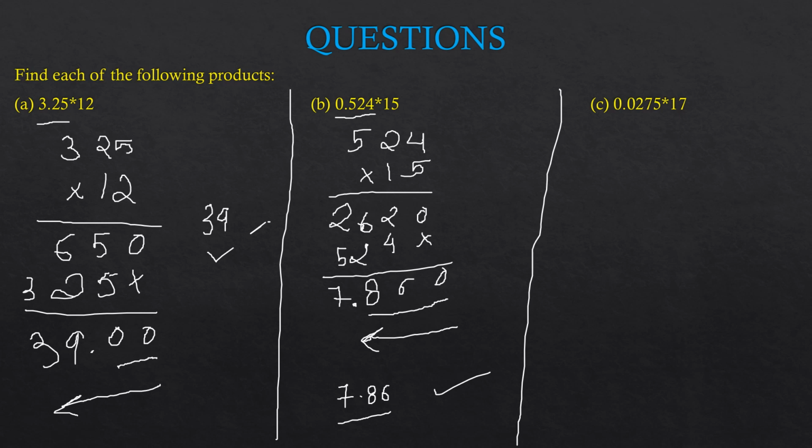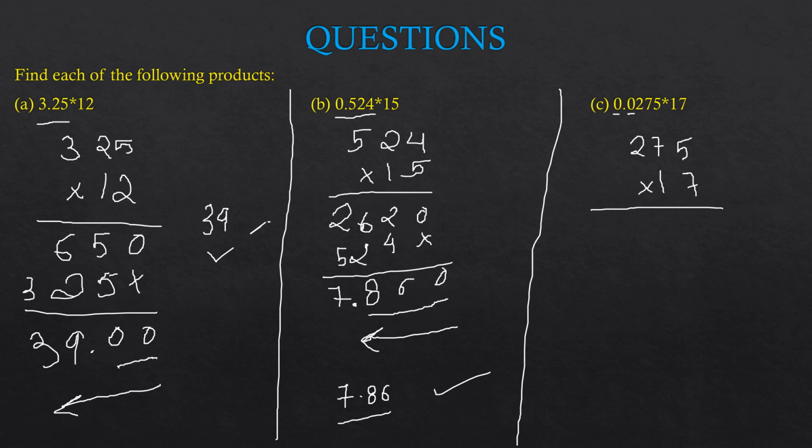In the third question, you can see we are having 0.0275. So if we write this number without the decimal point, we will just write 275. Why? Because this 0 doesn't have any value, and before any whole number, if we write 0, it does not change the value. Okay, it remains the same. So if we write 0.0275 without any decimal point, it will be simply 275. Okay, so it will get multiplied by 17.